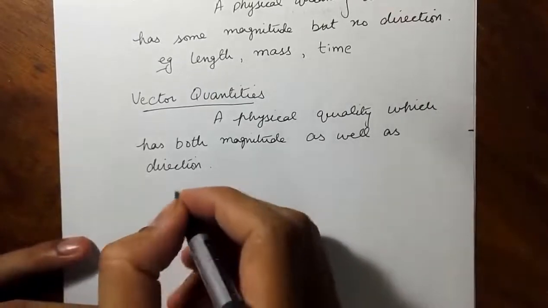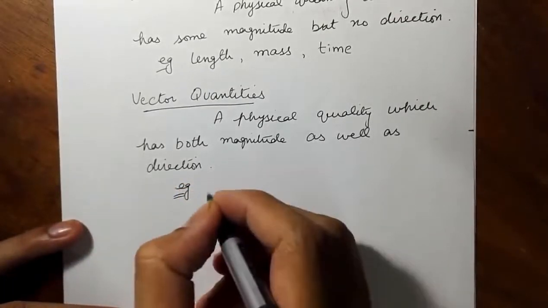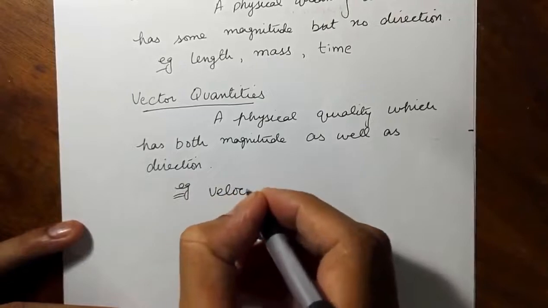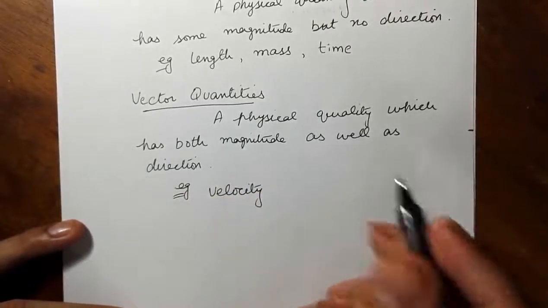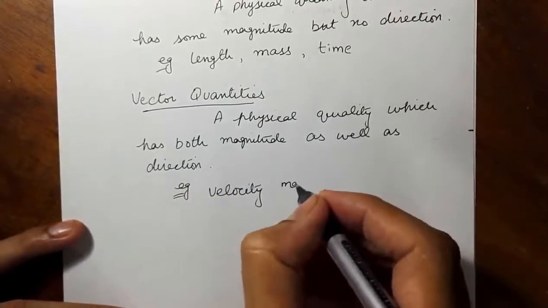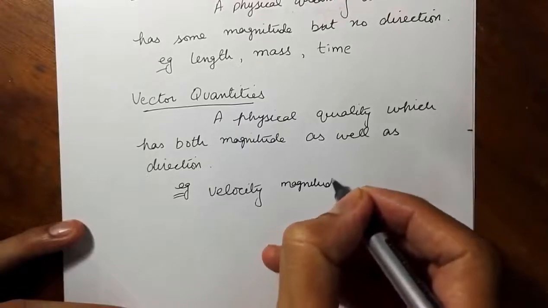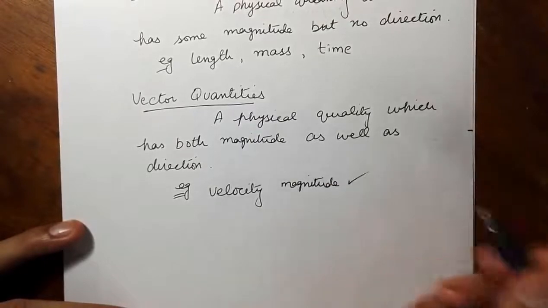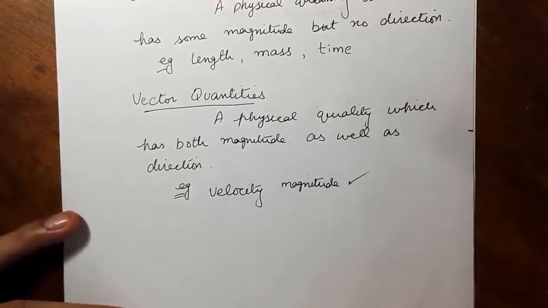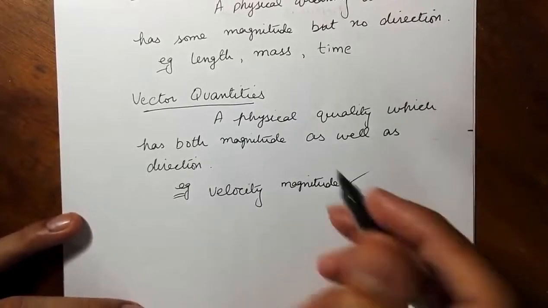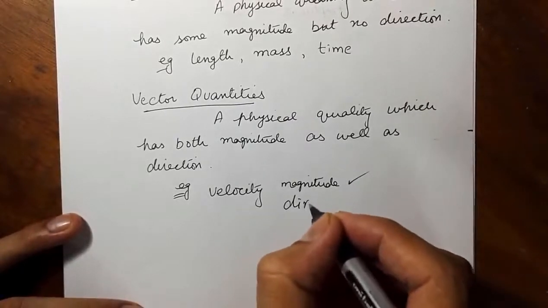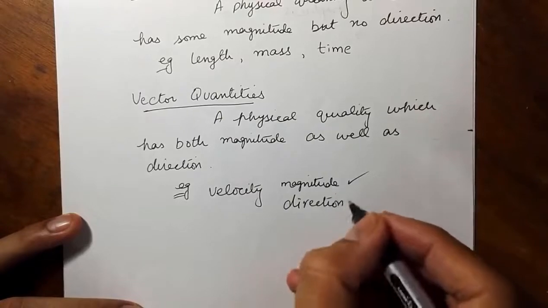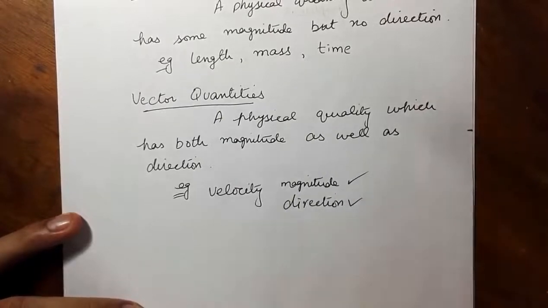For example, velocity. It has both magnitude. We can say the velocity of an object is 10 meter per second, 20 meter per second, 30 meter per second. Moreover, it has direction. We can say an object is moving towards east, towards west, towards north or south. So velocity is a vector quantity.